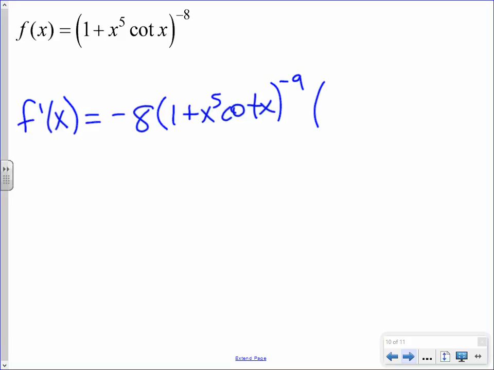Okay, so let's practice that again. Product rule: derivative of the first times the second plus the first times the derivative of the second.